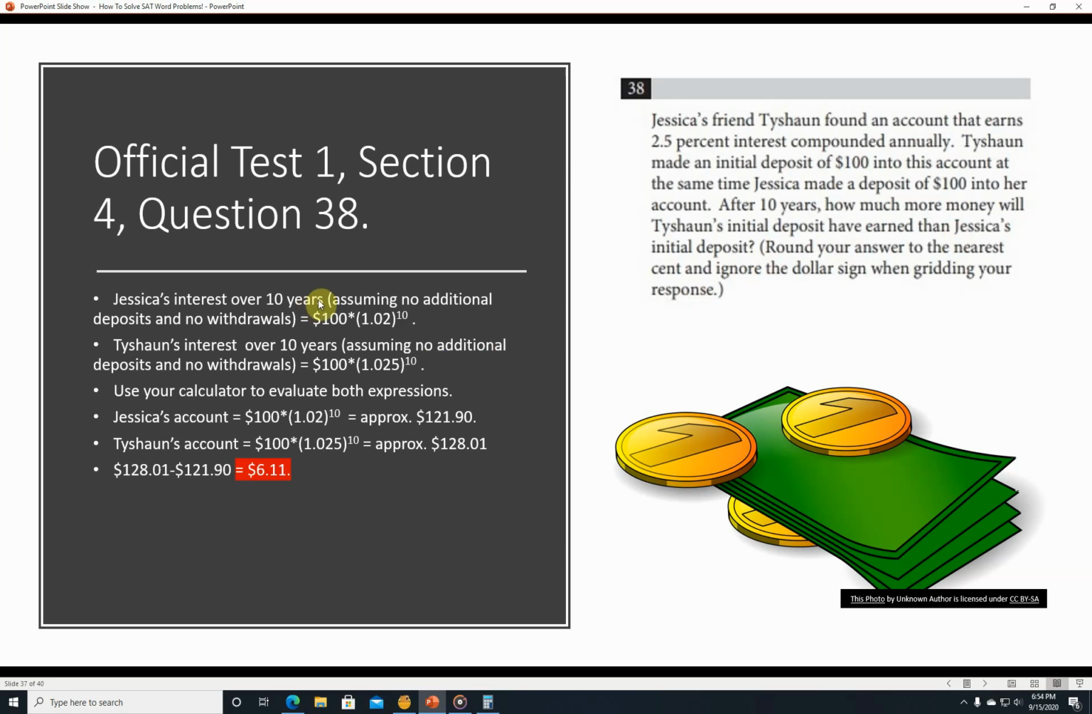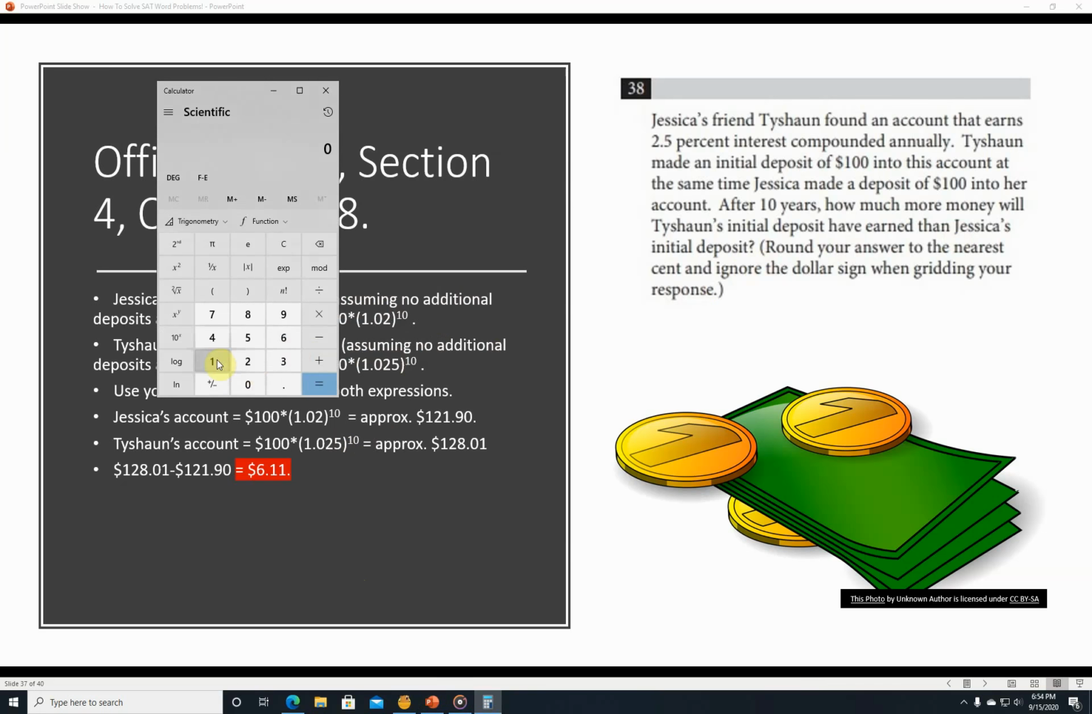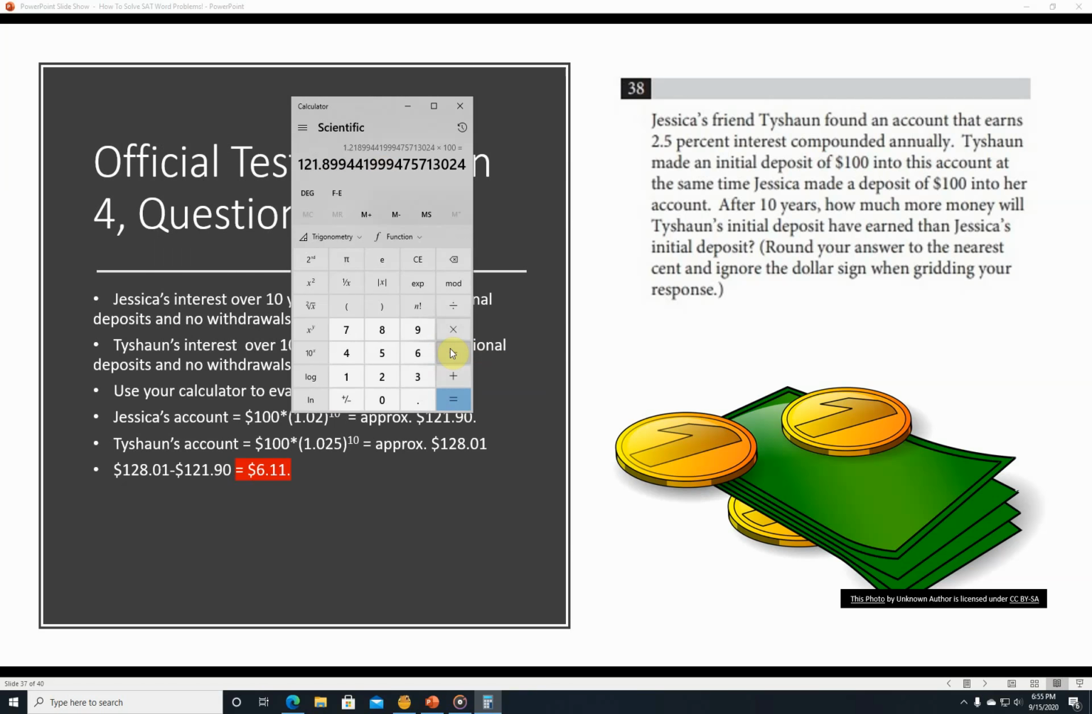So Jessica's interest over 10 years, assuming no additional deposits and no withdrawals, is 100 times 1.02 to the 10th. So we're going to go 1.02, and just from our formula before, and then we're going to take that to the 10th power. So that's 1.218. So let's just multiply that by 100. So it's 121.89. So roughly 121.90.